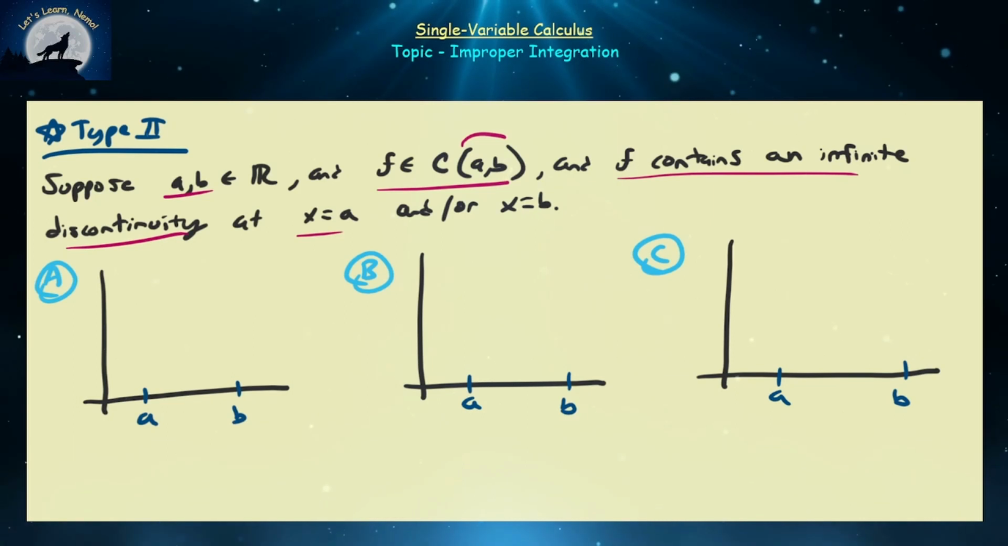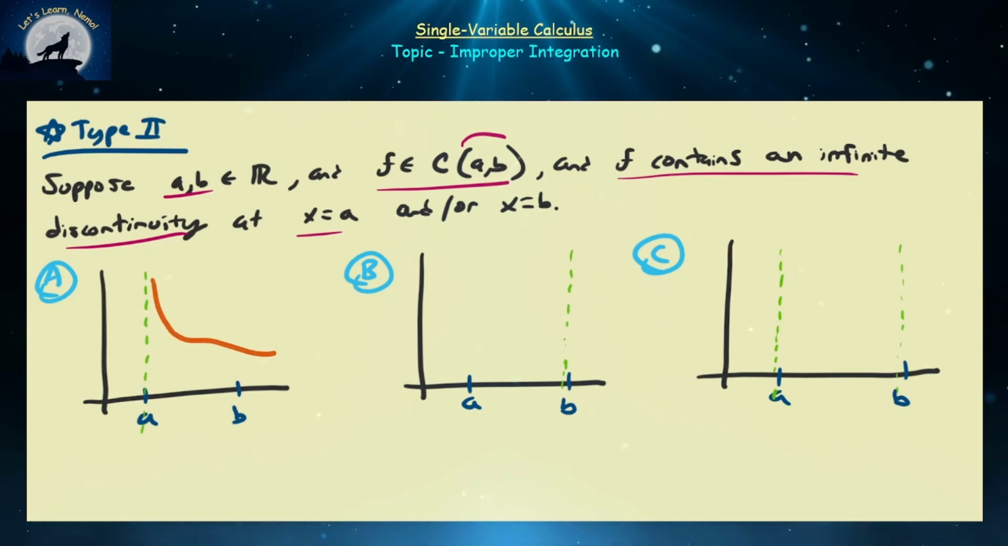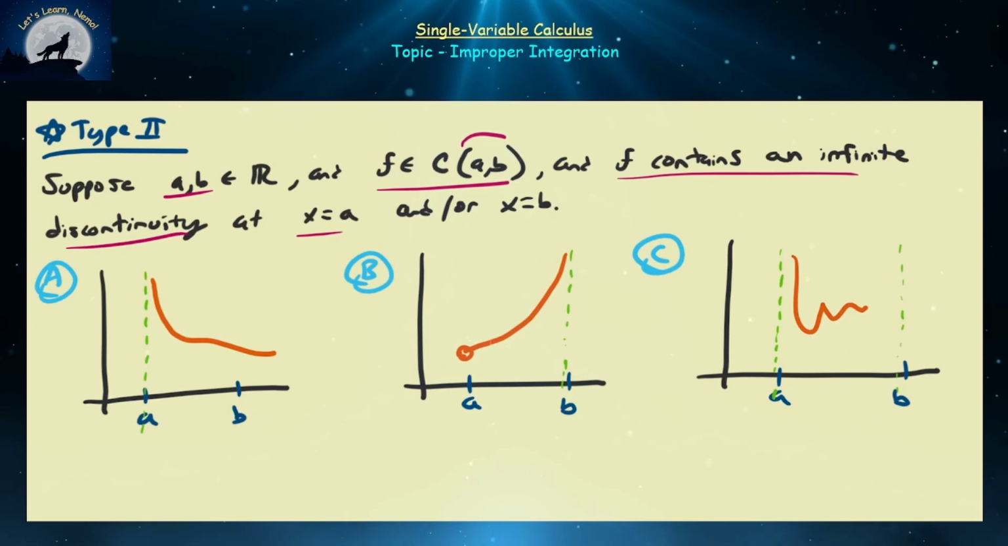Right? So we have a couple cases here, right? So we can have a vertical asymptote at x is equal to a. We could have a vertical asymptote at x is equal to b. Or we could have a vertical asymptote at x is equal to a and also x is equal to b. And then we have our function doing its own thing on this interval, right? So we could have this, or something like that, or something like that, right? So continuous on the open interval, but vertical asymptote on the left, right, or both.